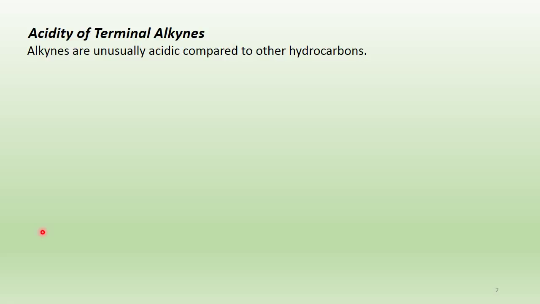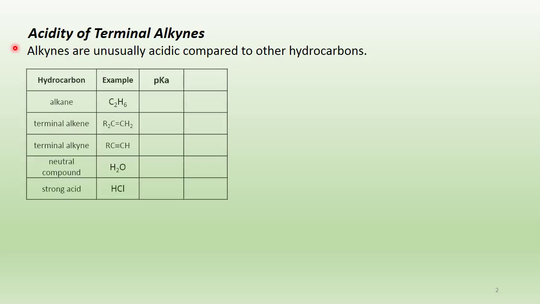Alkenes and alkynes are quite similar in their physical and chemical properties. They're both hydrocarbons. They are both nucleophiles, electron donors. They're both nonpolar and insoluble in water, but soluble in nonpolar solvents. But there is one important difference we need to look at, and that's the acidity of terminal alkynes. Terminal alkynes are unusually acidic compared to other hydrocarbons.